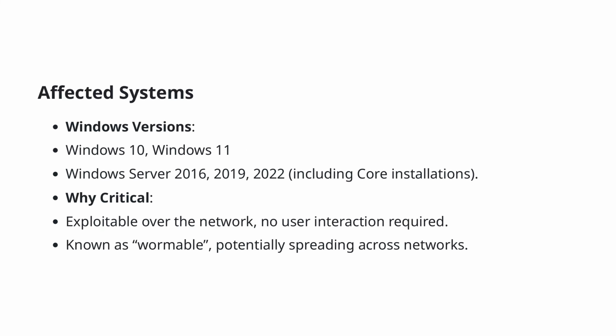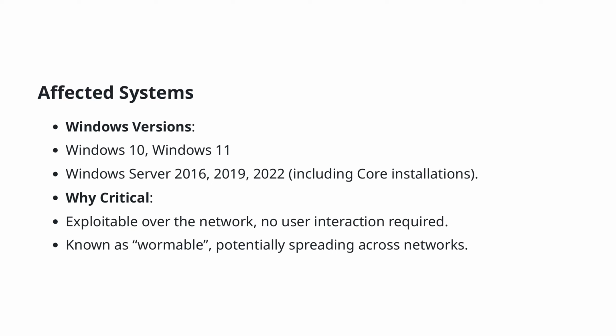This slide focuses on the systems affected by the vulnerability. The impacted Windows versions include Windows 10 and 11, as well as Windows Server editions 2016, 2019, and 2022, even covering core installations. This vulnerability is particularly alarming due to its network exploitability, which does not require interaction from users.